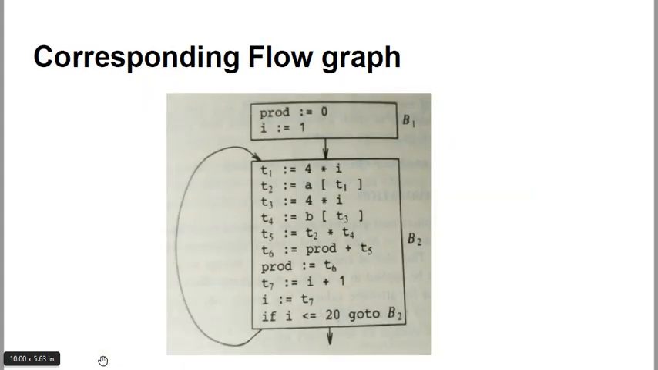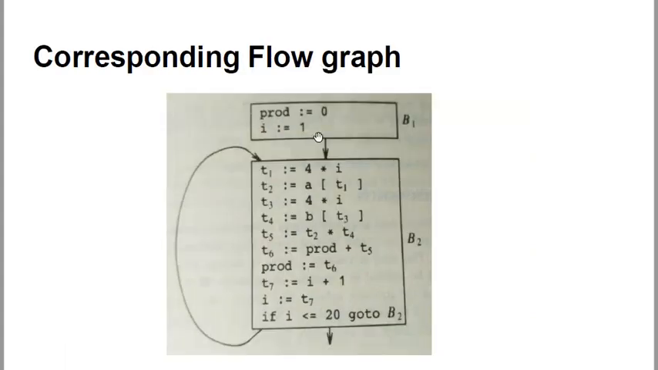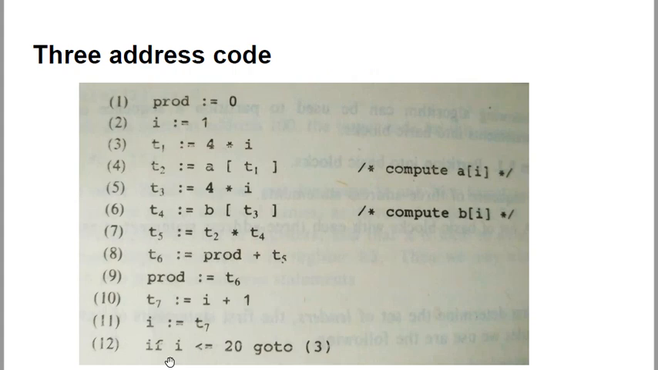The corresponding flow graph will be: this is the basic block B1 consisting of 2 statements, and this is the basic block B2 consisting of line number 3 to line number 12. So the arrows are given like this. Basic block B1 is the predecessor of basic block B2 because the flow goes from B1 to B2, so there's an arrow from B1 to B2. And there is an arrow from B2 to B2 itself, because over here you see that there is a conditional jump in line number 12, where if i is less than or equal to 20, go to 3.